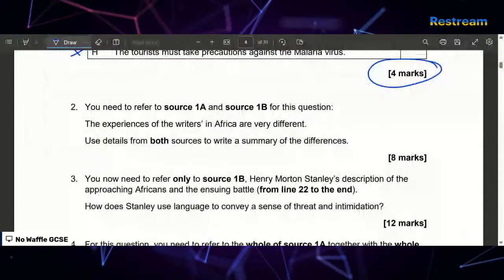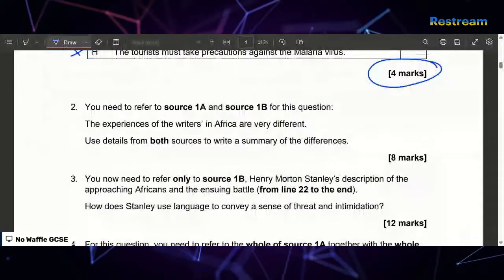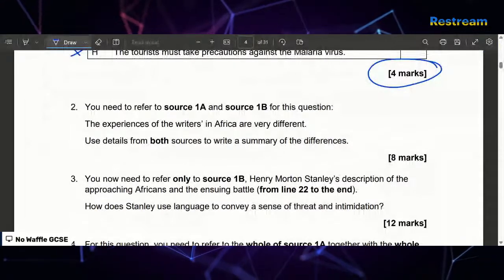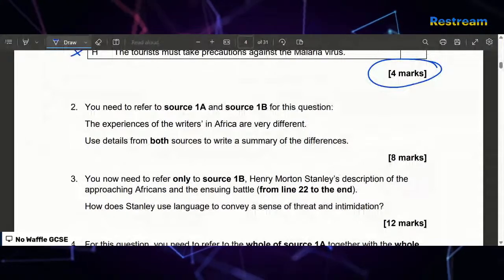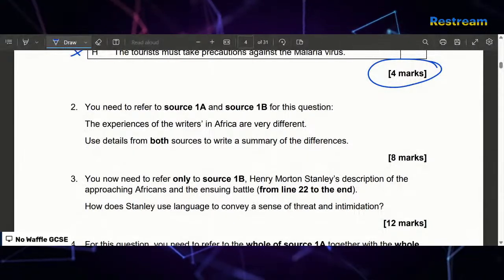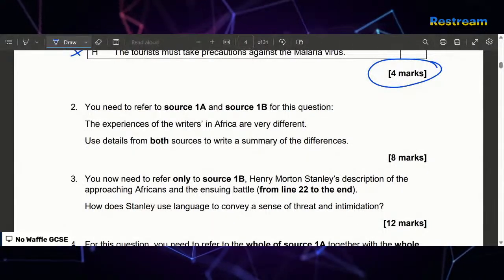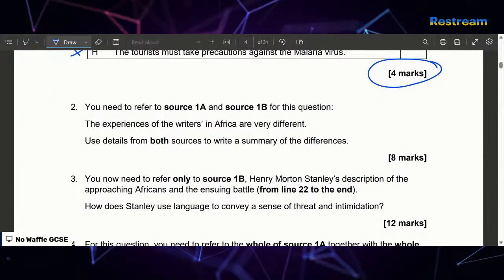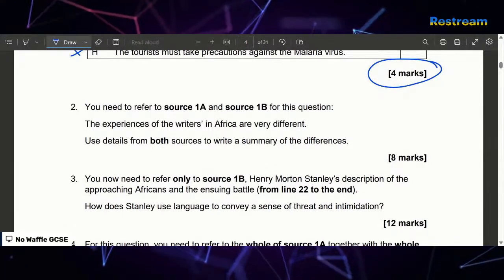You now need to refer to the source A and the source B in this question. And then it will give a statement. So in this case, the statement is, the experiences of the writers in Africa are very different. Use details from both sources to write a summary of the different activities.